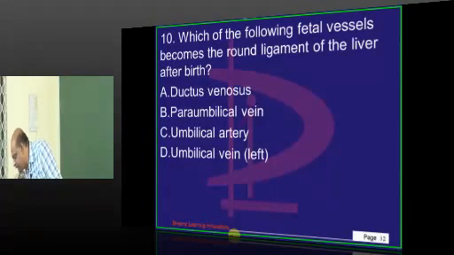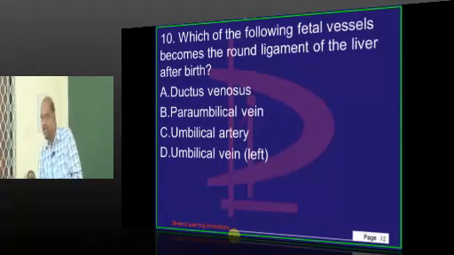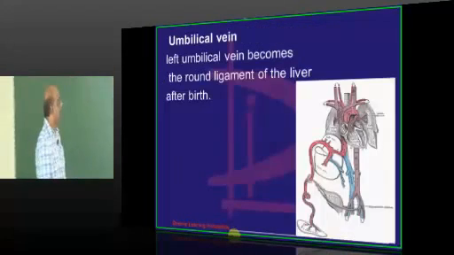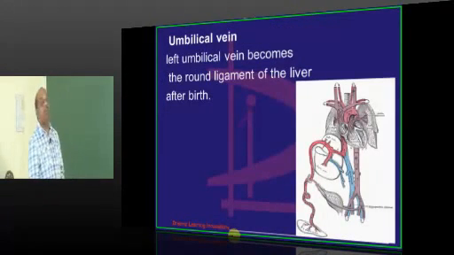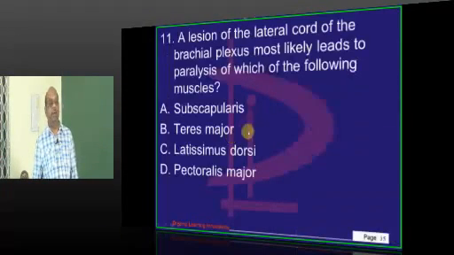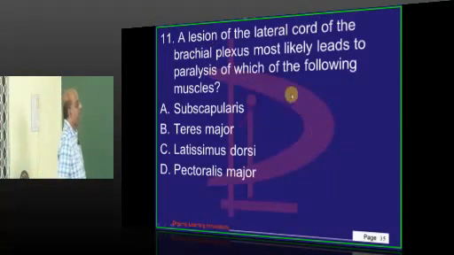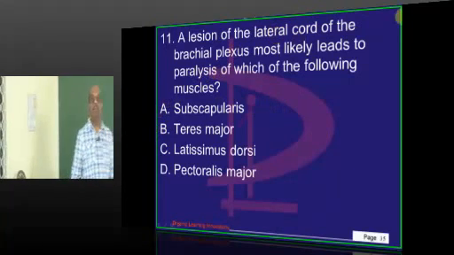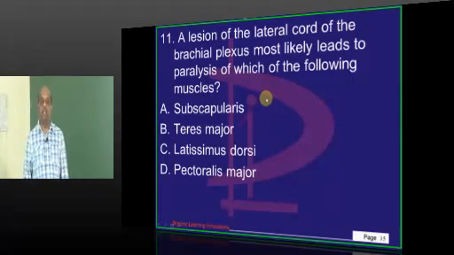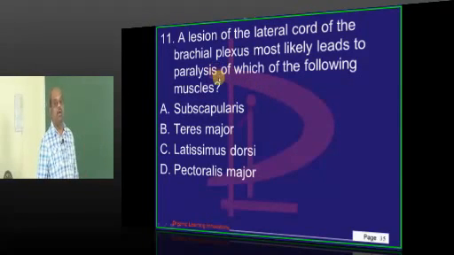Most of the students, Kavita and Sujata, Guntur are all proposing umbilical vein. That's right. So the left umbilical vein typically becomes the round ligament of the liver after birth, is what you need to remember. There is a lesion in the lateral cord of the brachial plexus. So which is the muscle that originates from the lateral cord of the brachial plexus?